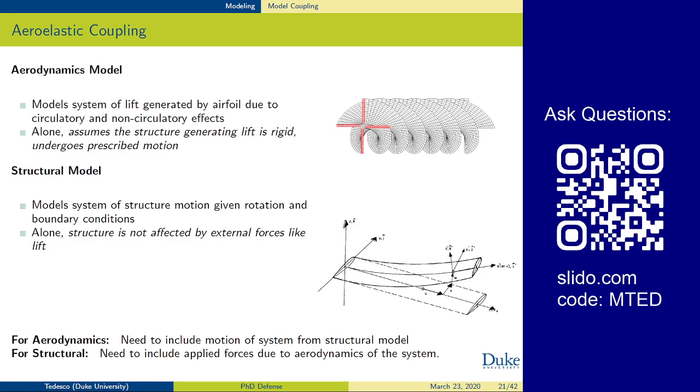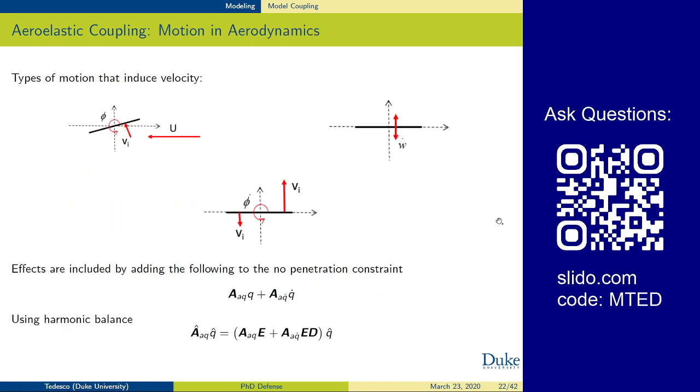So, for the aero model, we need to include the motion of the system from the structural model. And for the structural model, we need to include the applied forces from the aero model. So how do we do that? First, let's focus in on how we're going to include the motion in the aerodynamics model.